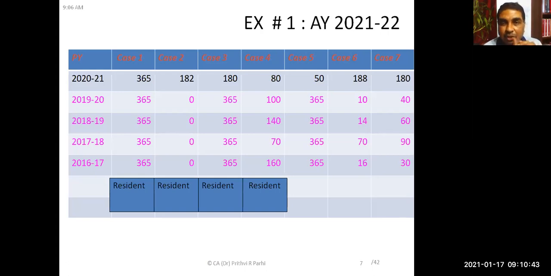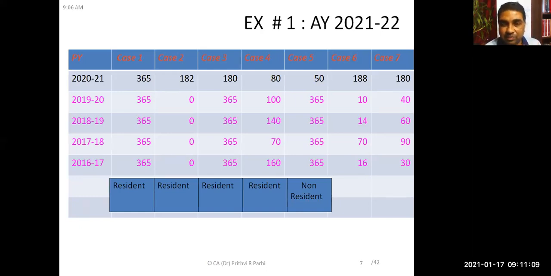Non-resident. Why non-resident? He has stayed 365 days, but in the relevant previous year, the minimum of 60 days is not there. So the second condition's first part is not complied with. So 60 plus 365, the 60 days is not complied. There is no need to check 365 also because that is a joint condition. So he is again non-resident.